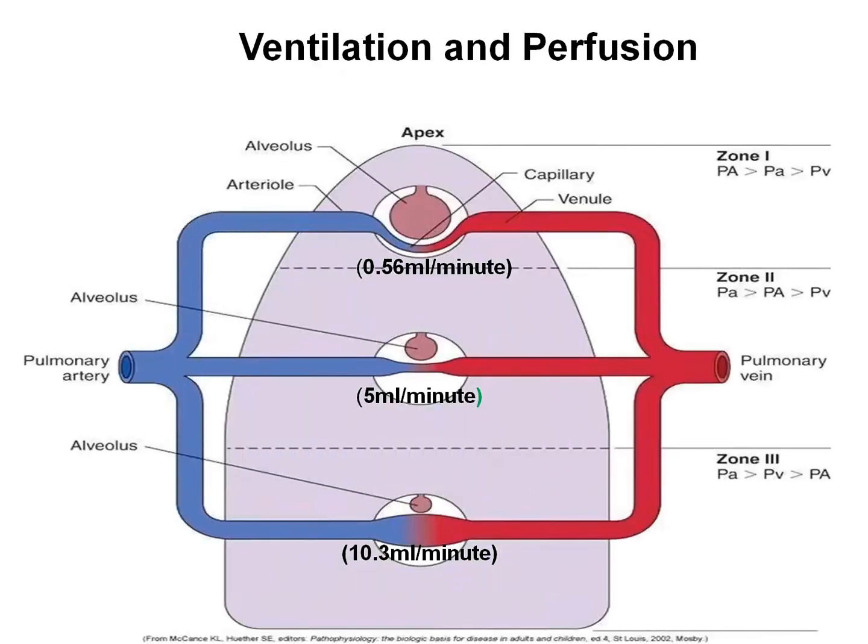So this is how it is: ventilation and perfusion. We can see in this particular figure there is the apical zone, the middle zone, and the basal zone, where the perfusion is given. Here it is 0.56 milliliters per minute, very less. Then here it is continuous, intermittent, 5 ml per minute. And at the basal region, it is around 10.3 milliliters per minute, which is much more. So these are the values of perfusion.